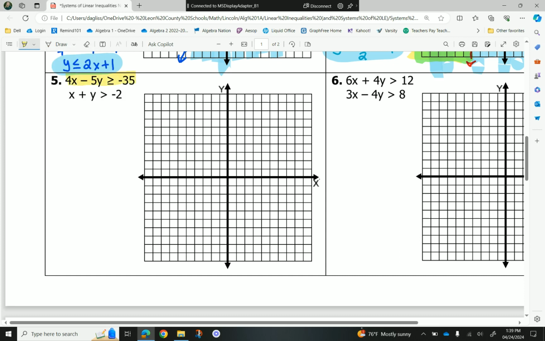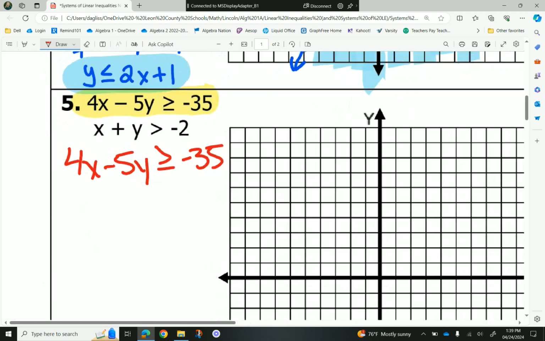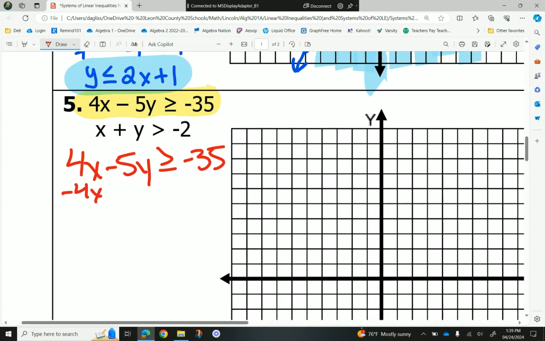Our first equation is 4x minus 5y is greater than or equal to 35. We got some moving to do. What do we always move first? The x. And how do we usually get to move it? By minusing. Yes, so let's subtract 4x over here. I'm left with negative 5y greater than or equal to. Now I have a negative 4x and a negative 35 on that side.